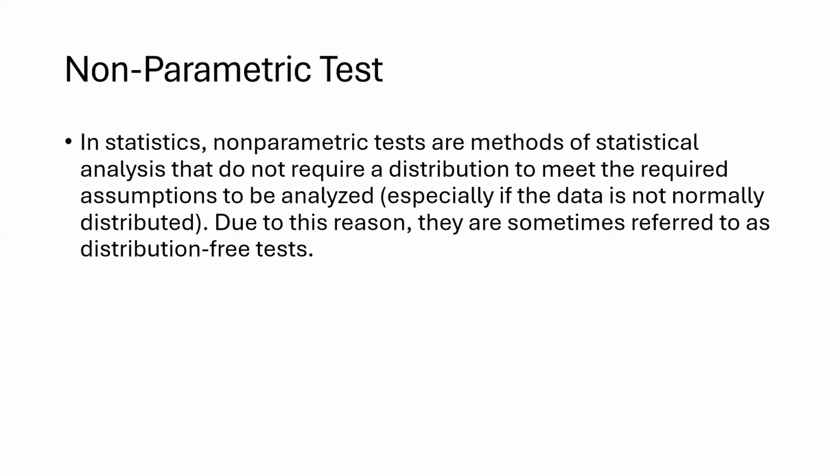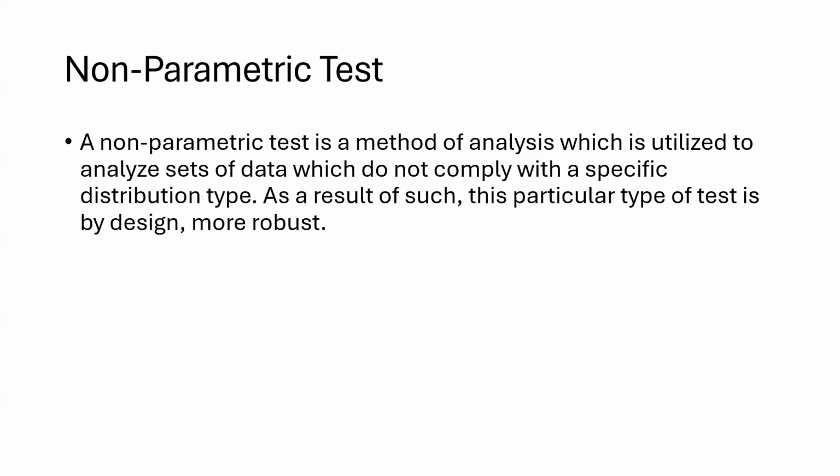So in statistics, non-parametric tests are methods of statistical analysis that do not require a distribution to meet the required assumptions to be analyzed. Due to this reason, they are sometimes referred to as distribution-free tests. A non-parametric test is a method of analysis which is utilized to analyze sets of data which do not comply with a specific distribution type. As a result, this particular type of test is by design more robust. So it's even more robust than the parametric test.